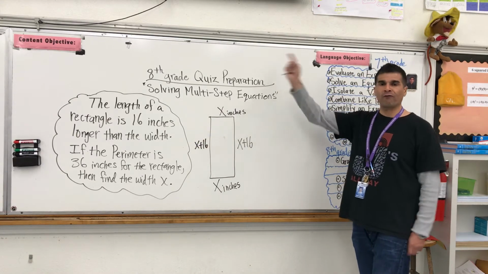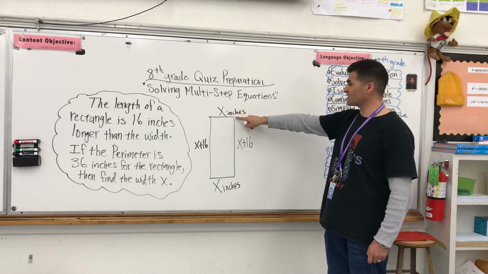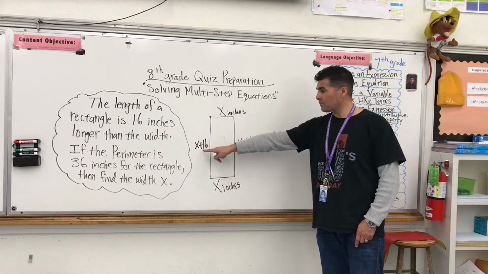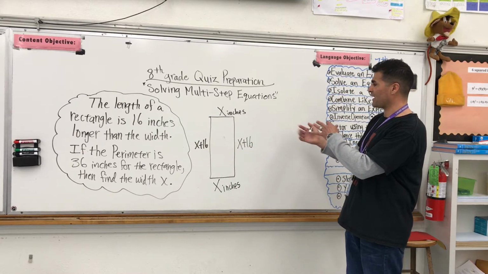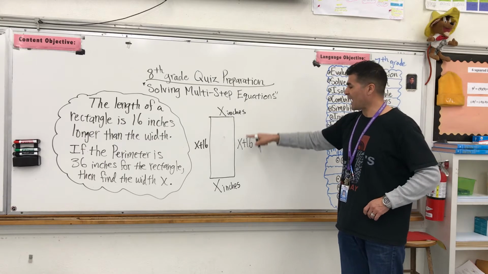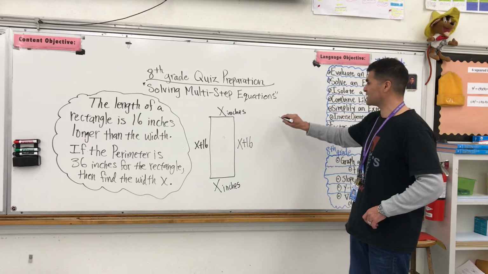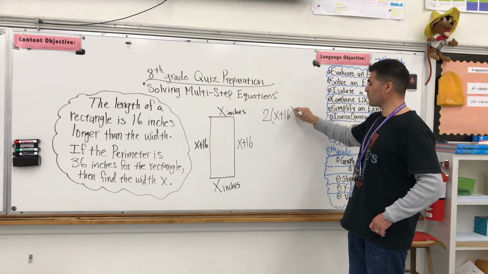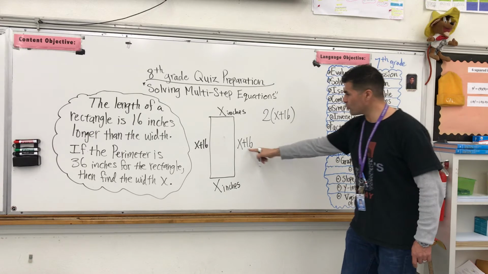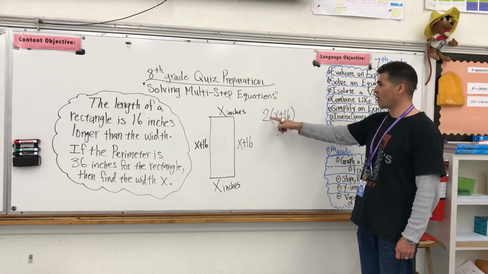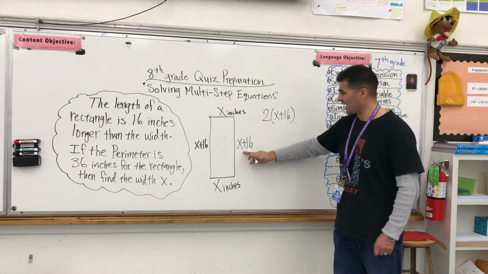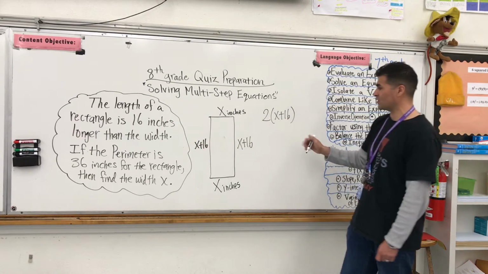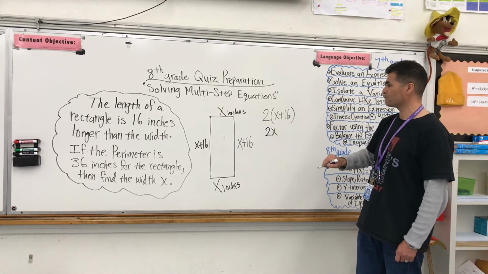If we add up all four sides, here's what we have: x plus 16 plus x plus 16. Let's add that up and see what we get. I have x plus 16 and x plus 16, so that's going to be 2 of them. I'll multiply by 2. There are 2 of these x plus 16s, so I'll multiply this by 2 and I'll get 2x. 2 times x is 2x. This x plus this x is 2x's, so I'll put my 2x's right here.